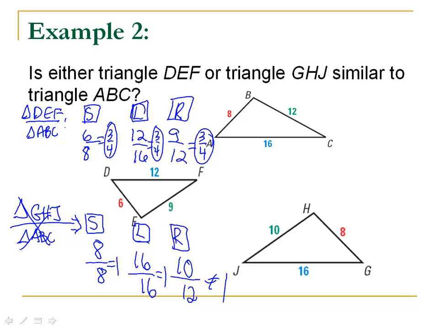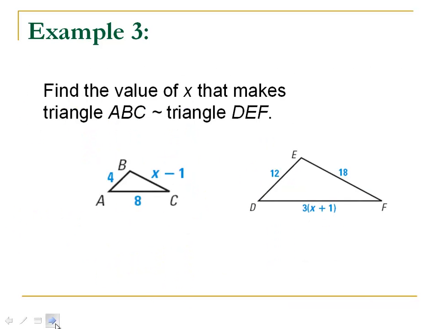So we can make our similarity statement: triangle DEF is similar to triangle ABC, and we know that by the side similarity theorem. Example 3, find the value of x that makes triangle ABC similar to triangle DEF.